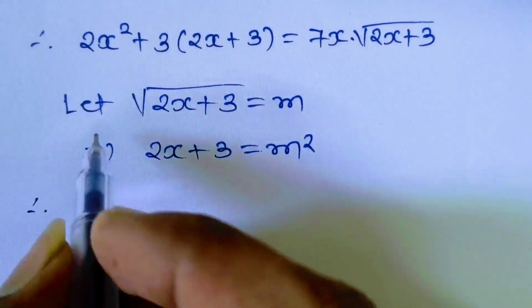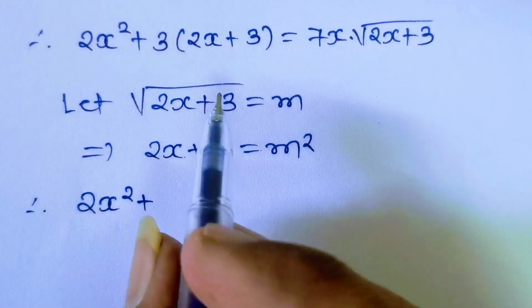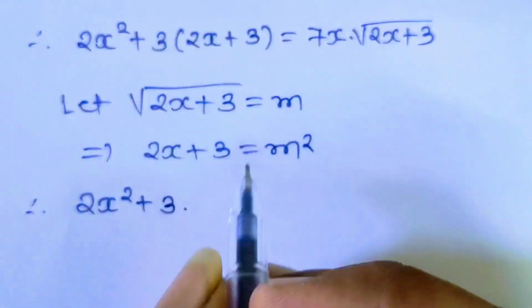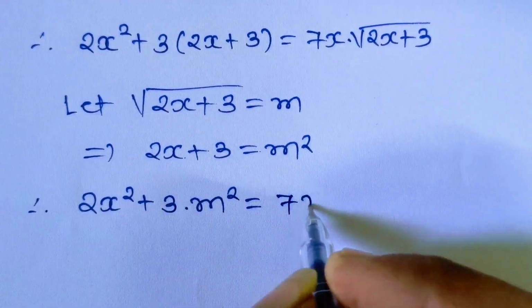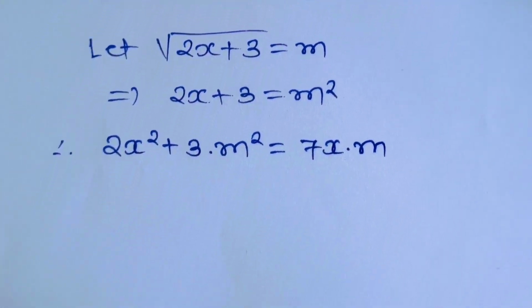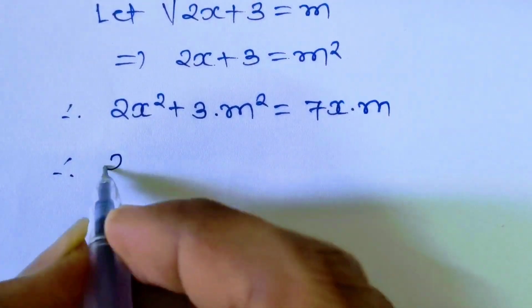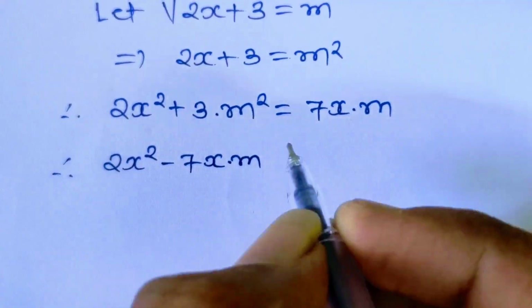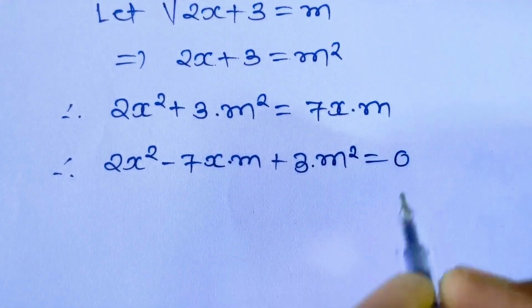Therefore 2x² + 3 into m² is equal to 7x into m. Up to this, I think it is clear. Now move this term to the other side: 2x² stays as it is, minus 7xm, plus 3m² is equal to 0.